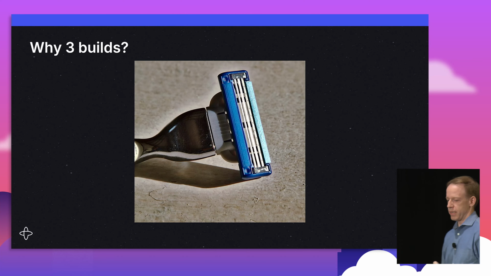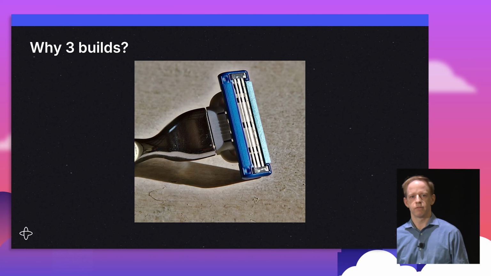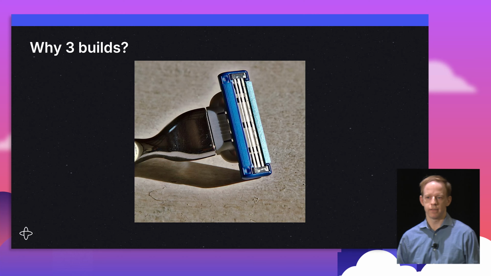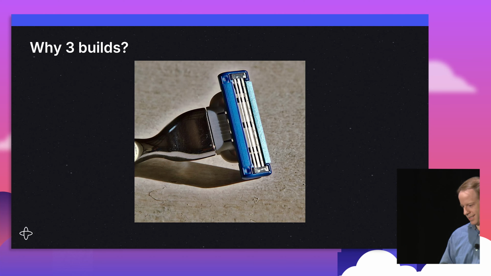Sales pitch 2 for rainbow deploys. Why is blue-green not enough? Why do we need a third build? Okay. I'm glad someone got the joke.